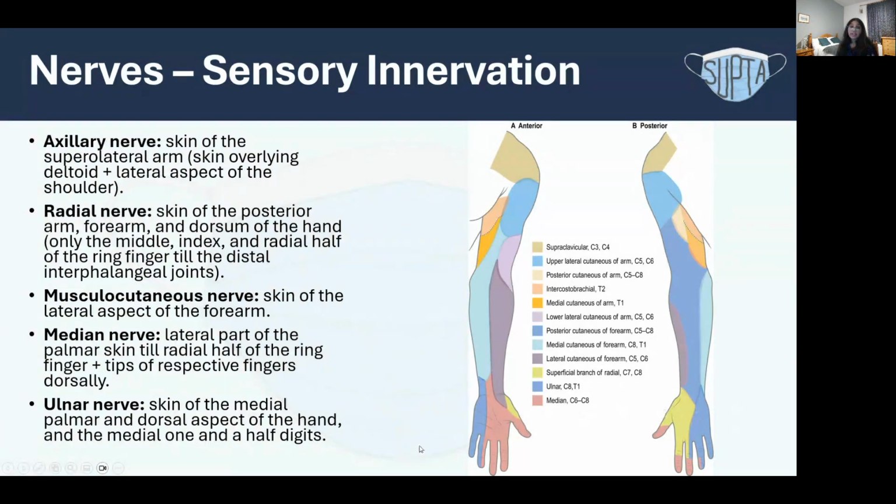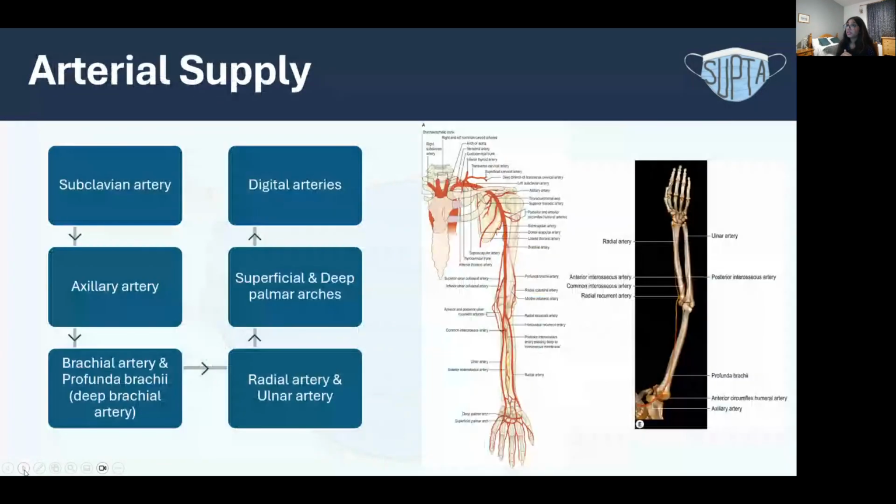And honestly, that is the most important bit of sensory innervation to know. Okay, so know your sensory innervation. Now, that's our nerves done. Okay, brachial plexus covered, nerves covered. Now let's move on to our arterial supply and venous drainage.